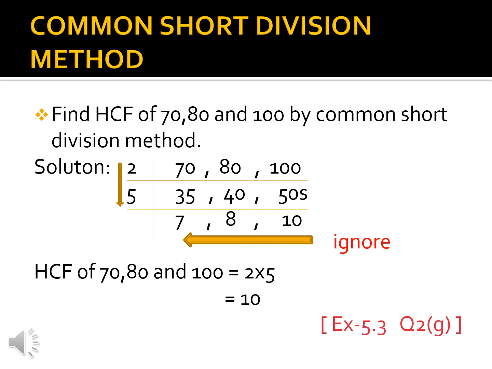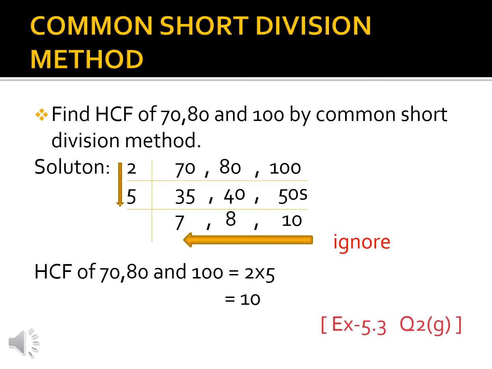So the next prime number is 3. Let us check whether 3 divides all three numbers or not. 3 neither divides 35 nor 40 nor 50, so we cannot select 3. The next prime number is 5, which divides all the three numbers, right? 5 multiplied by 7 is 35, 5 multiplied by 8 is 40, and 5 multiplied by 10 is 50. So I got the quotients as 7, 8 and 10.